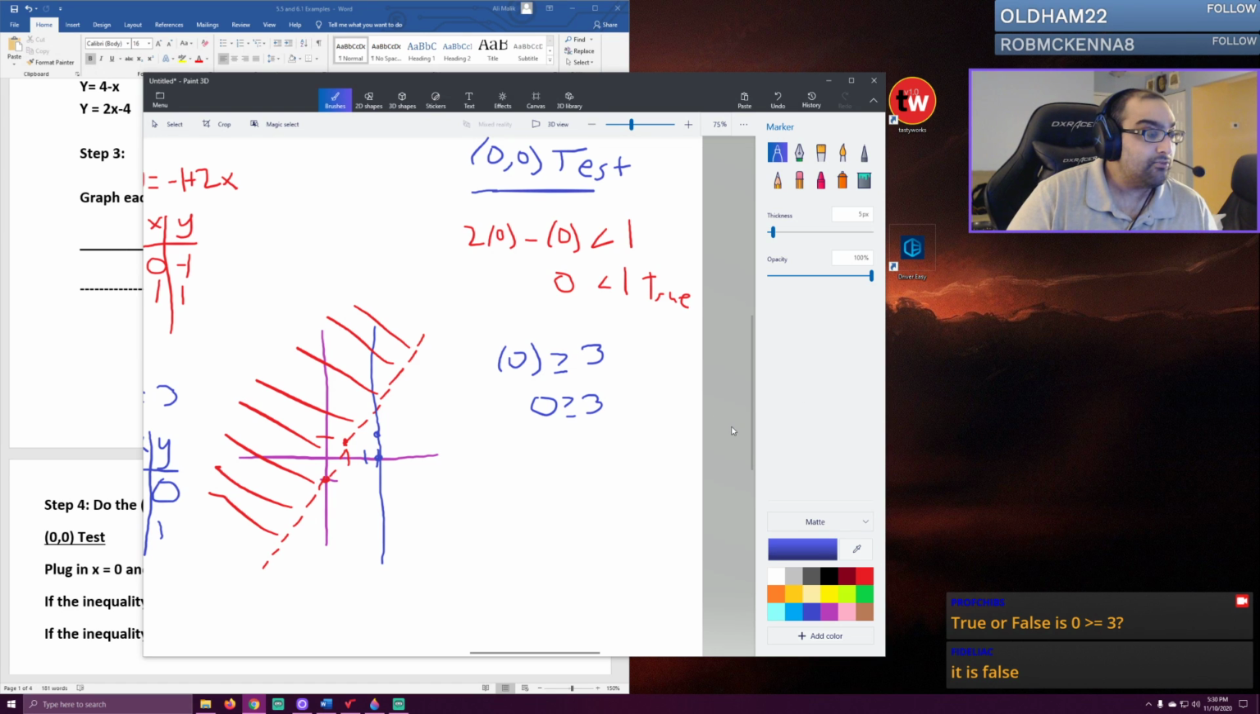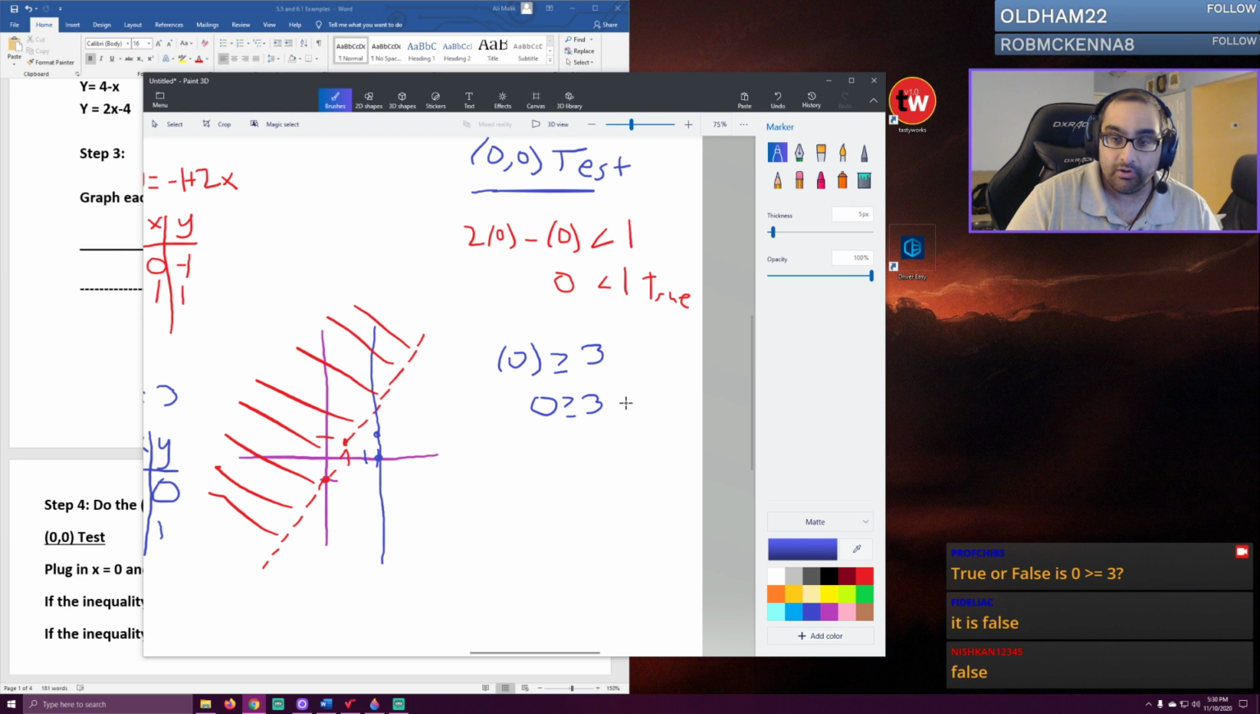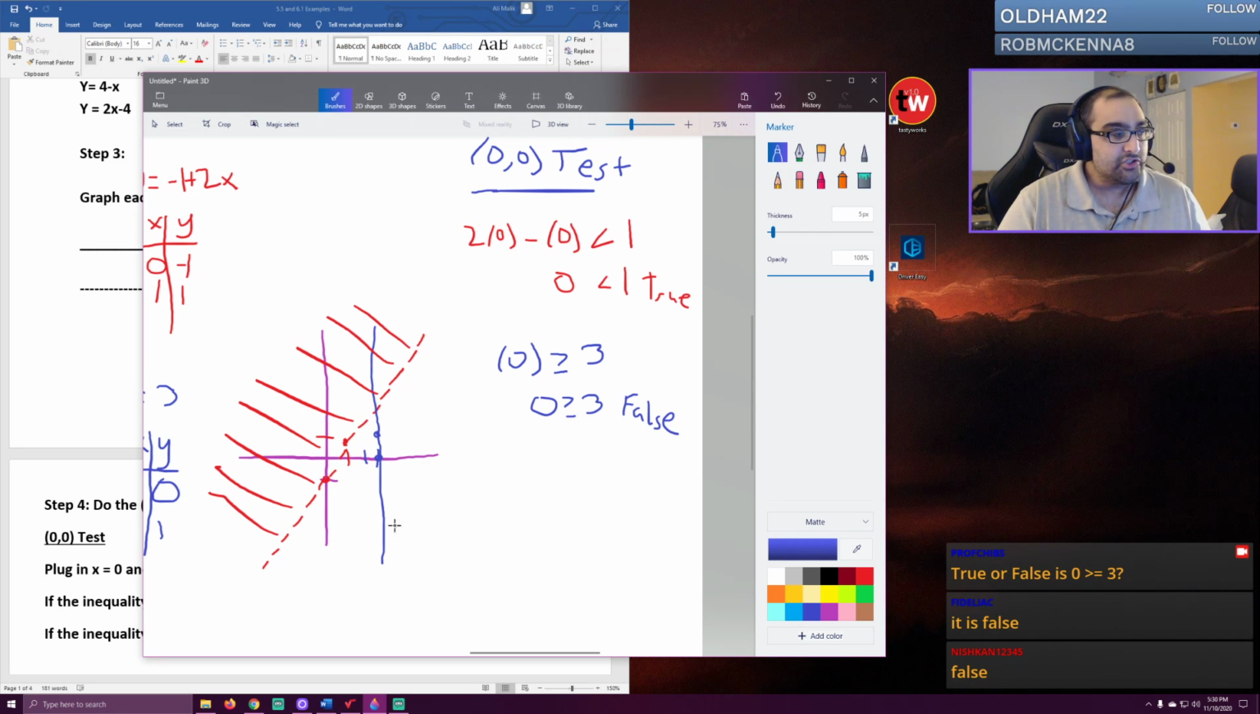Okay, that's right, Fidel. That's correct. The answer is false. Okay, 0 is definitely not bigger than or equal to 3. All right, that's not possible. So let's answer the question again. Let's look at the blue line here. Are we going to shade the side that includes 0, 0, or we shade the side that does not include 0, 0?